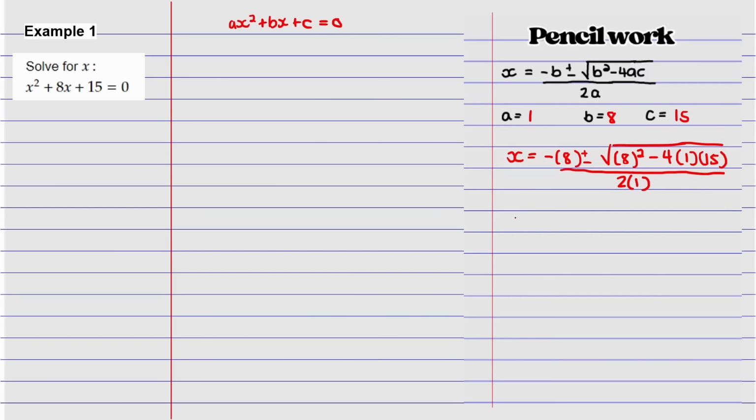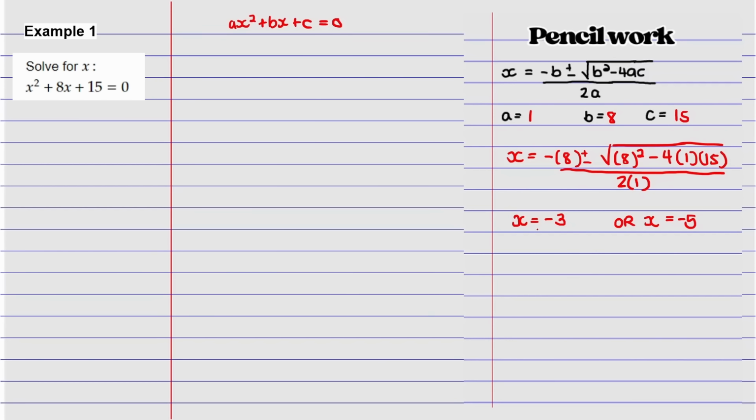Then punch it into the calculator. You're going to get 2 x values. You're going to get the first one, which is x is equal to negative 3. Then the last one is x is equal to negative 5. So that's nice, right? But this is like the final answer when you're done.